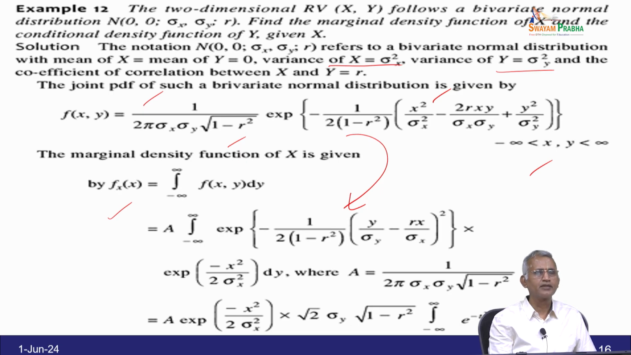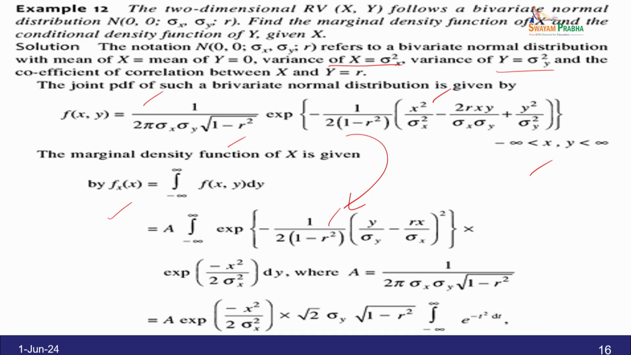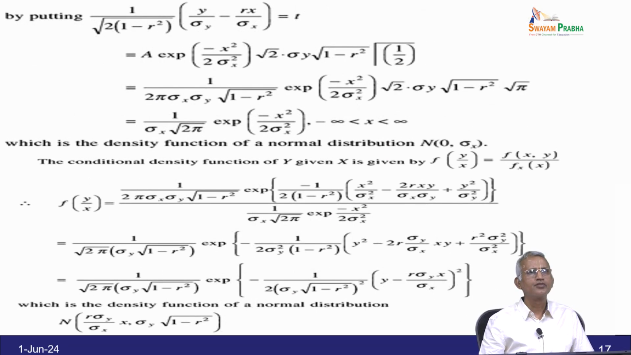So, given f of x comma y, substitute here. Therefore, a into integral from minus infinity to plus infinity of exponential of minus 1 by 2 into 1 minus r square into y by sigma y minus r x by sigma x whole square, into exponential of minus x square by 2 sigma x square dy, where a equals 1 by 2 pi sigma x sigma y into root of 1 minus r square. Now, after simplification, this becomes a into sigma exponential of minus x square by 2 sigma x square into root 2 sigma y into root of 1 minus r square, over the limit minus infinity to plus infinity of e power minus t square dt, which is an error function, and we can relate it to the beta gamma function, so that this becomes the value.